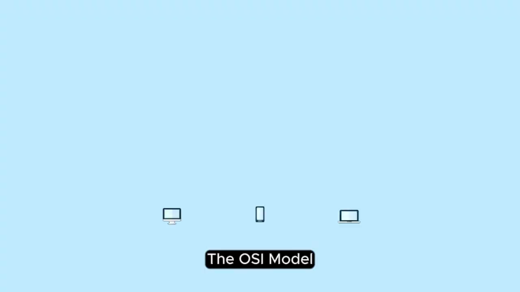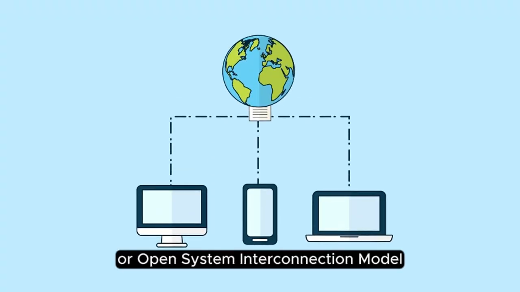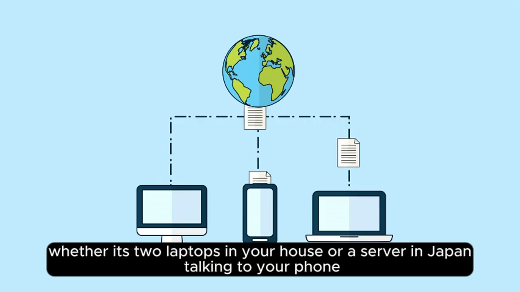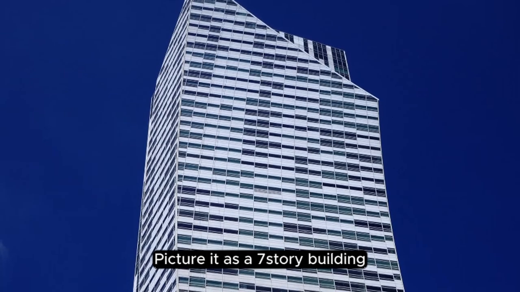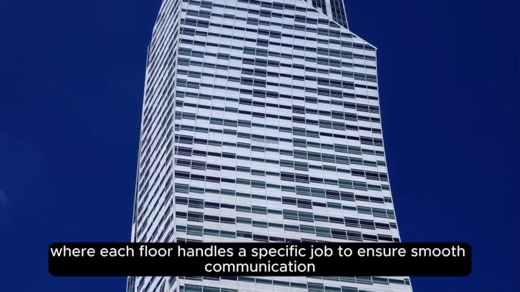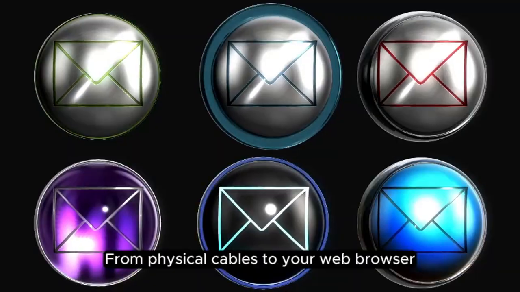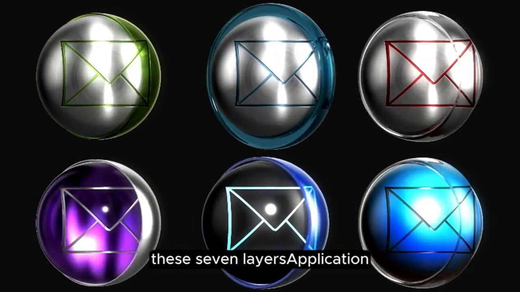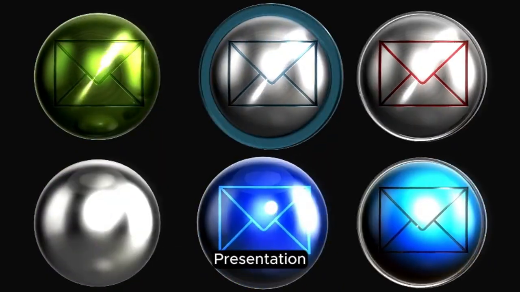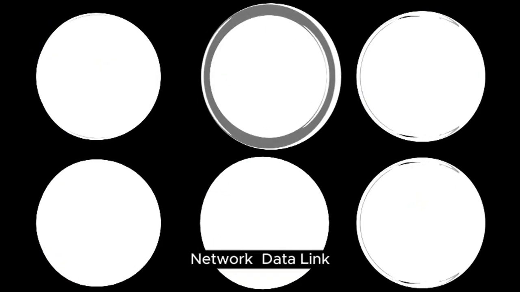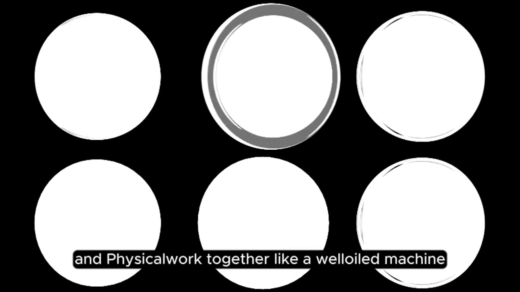Let's dive in. The OSI model, or Open System Interconnection Model, is a framework that standardizes how data travels between devices in a network, whether it's 2 laptops in your house or a server in Japan talking to your phone. Picture it as a 7-story building, where each floor handles a specific job to ensure smooth communication. From physical cables to your web browser, these 7 layers: application, presentation, session, transport, network, data link, and physical work together like a well-oiled machine.